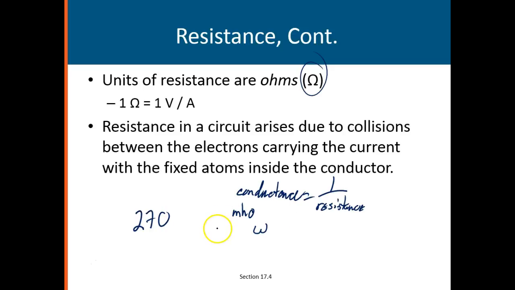What symbol do they use for a mho? An upside down, the inverse of an omega. That's not a symbol. It's not in anybody's alphabet. It's just an omega they turned upside down. Because what is it? It's 1 over an ohm. So they just flipped it over. Really bizarre, aren't they? Okay.